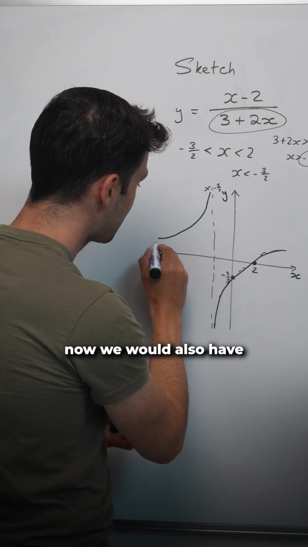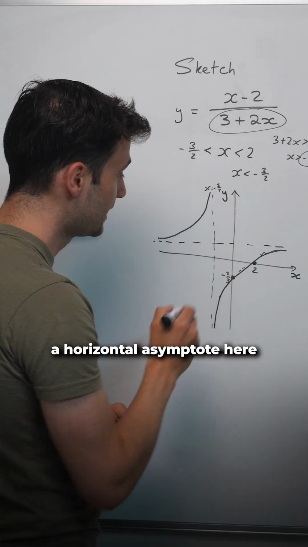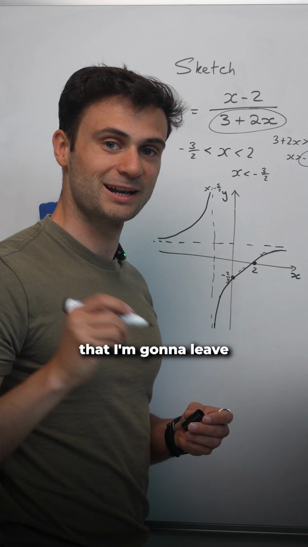Now we would also have a horizontal asymptote here, but that's something that I'm going to leave to another video.